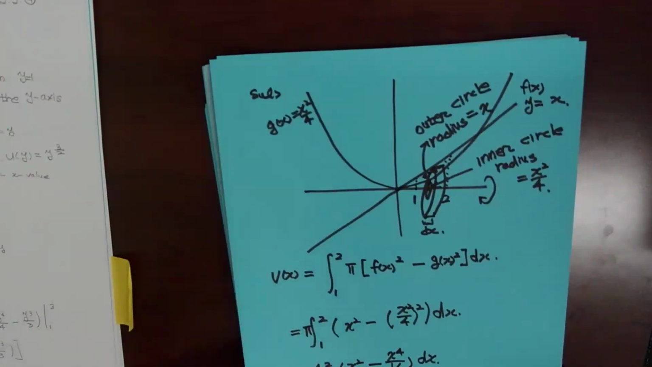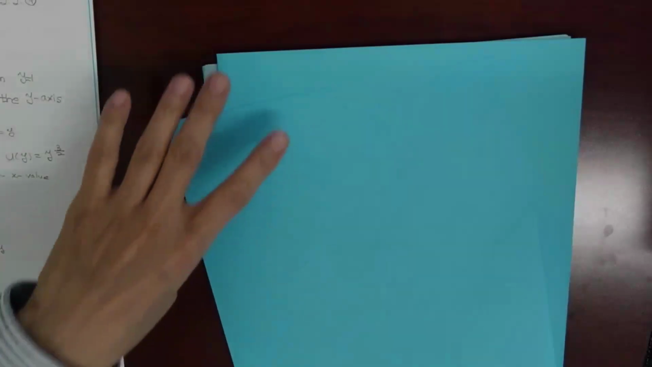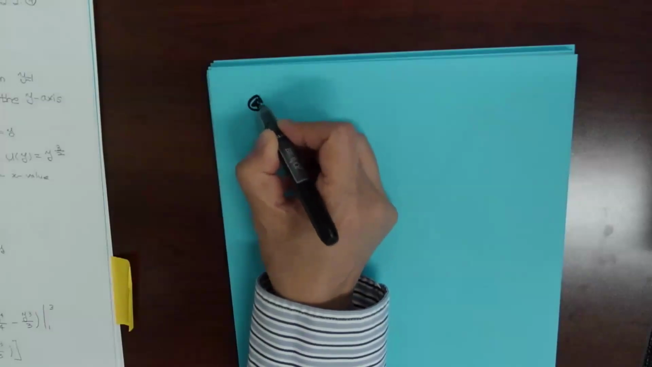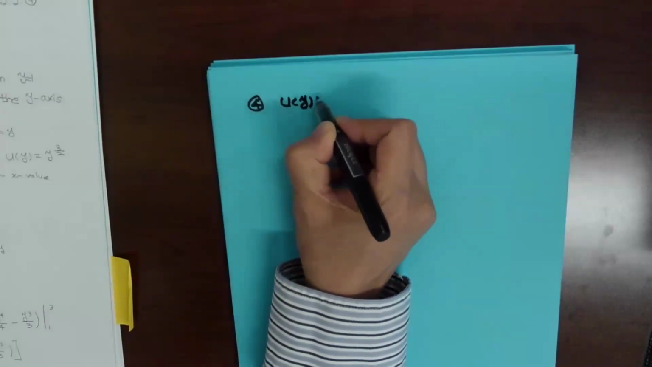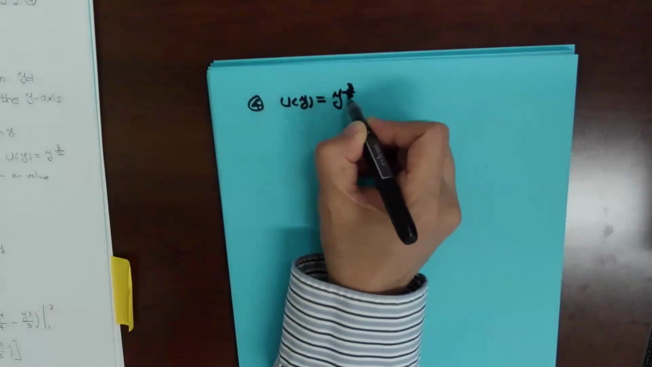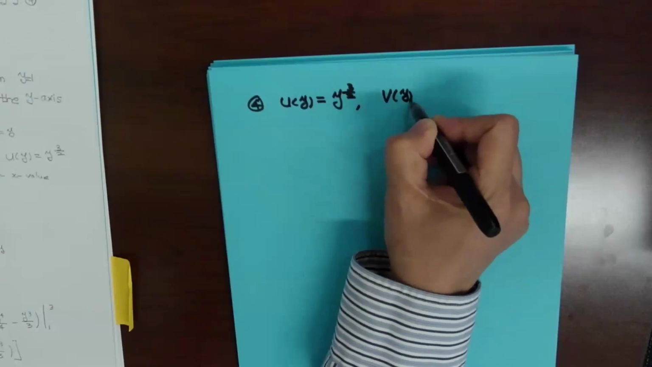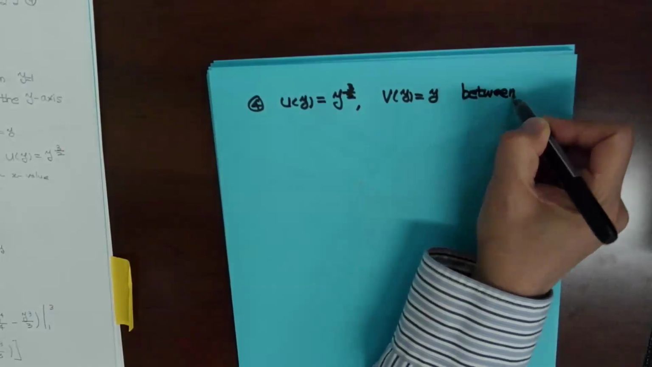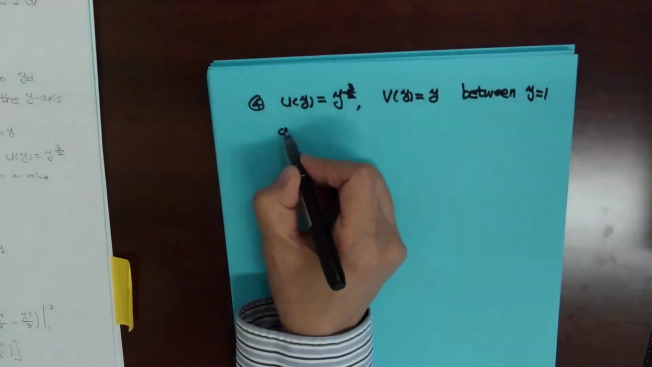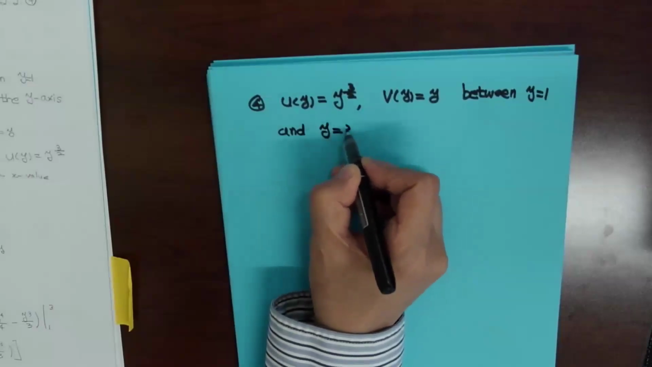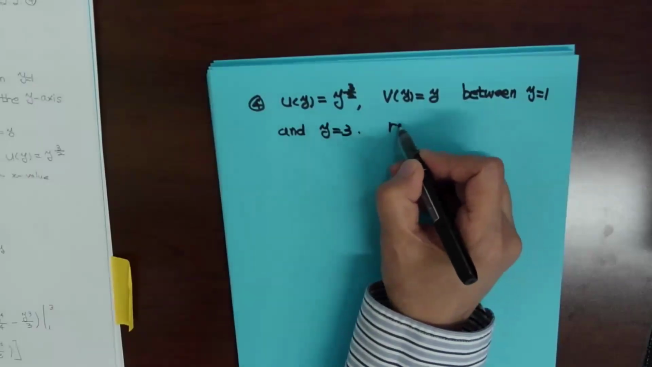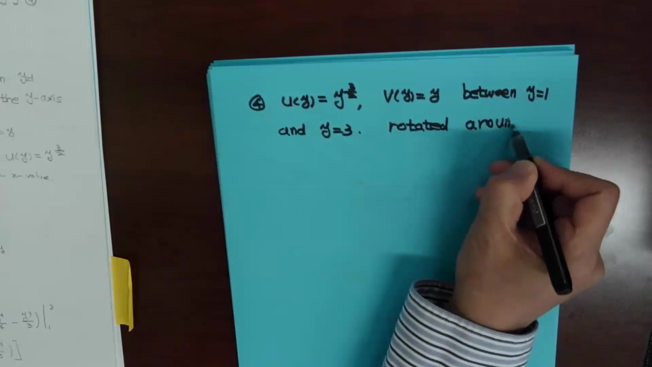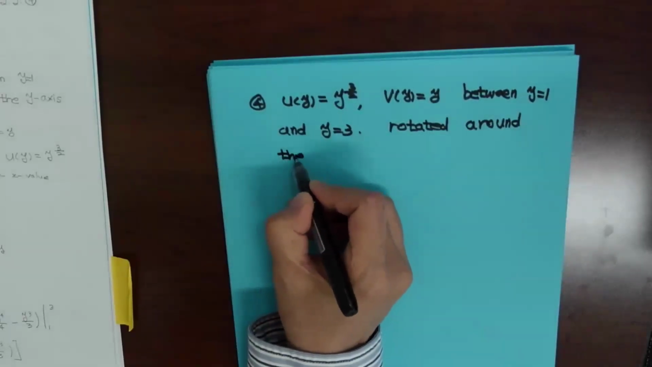Now I want to do one more problem, and then you will take a quiz. The next problem is u of y equals y to the 3 over 2, and v of y equals y, between y equals 1 and y equals 3. This time we think about rotating around the y-axis.